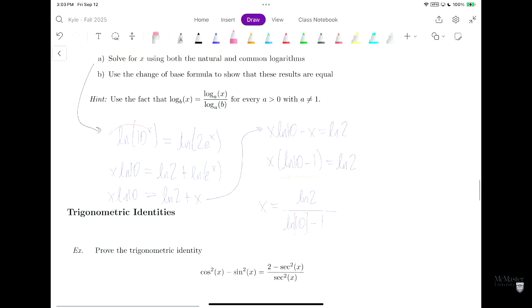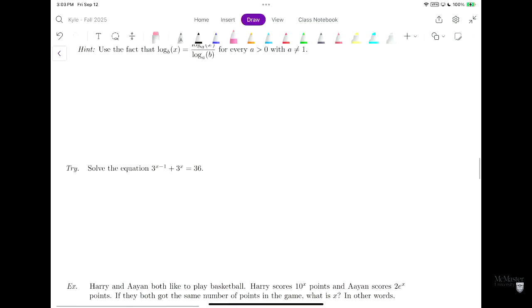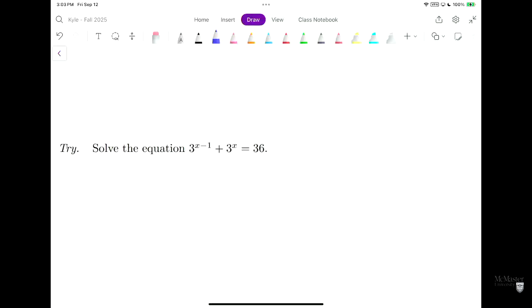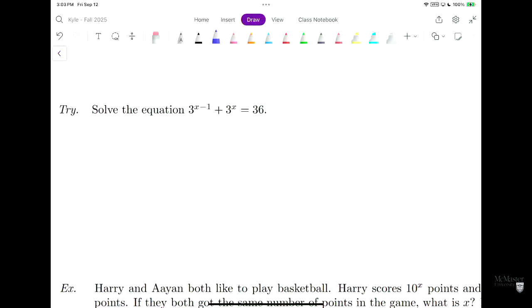Okay, let's go back up a little bit. We're going to solve this exponential equation here. We're going to solve the equation 3 to the power of x minus 1 plus 3 to the x is equal to 36. The thing that made the last problem difficult was that the bases were different. The thing that makes this problem difficult is that the exponents are different. The good thing is we know how to work with the exponents.